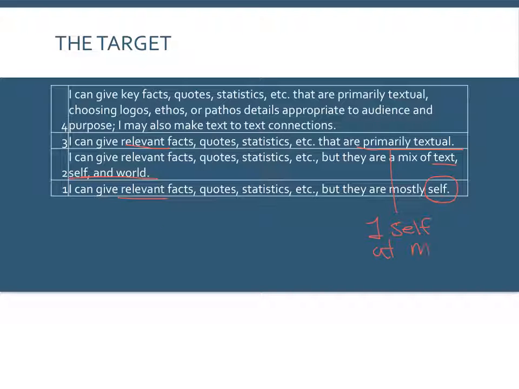Okay. And then at the 4 level, you have your relevant facts, but they're key facts. They're the most important facts, and we'll talk about what would make something most important. They're primarily textual still, and you're also going to go above and beyond, and you're going to choose either logos, ethos, or pathos appropriate to your audience and purpose. You may also, but not necessarily always, be making text-to-text connections.